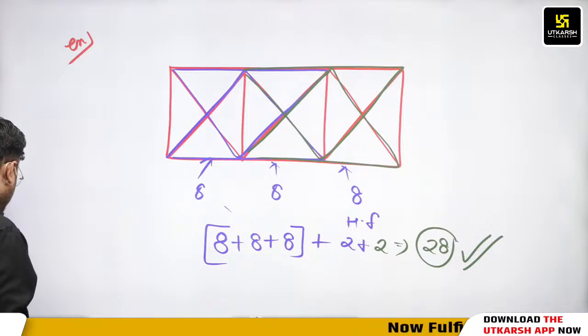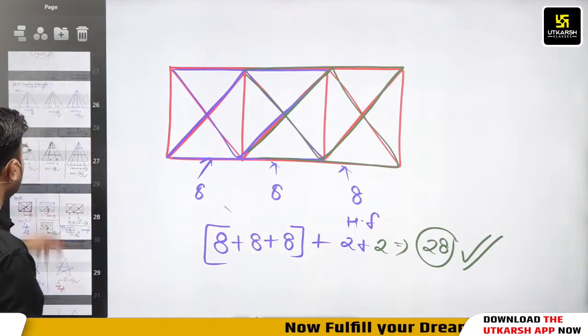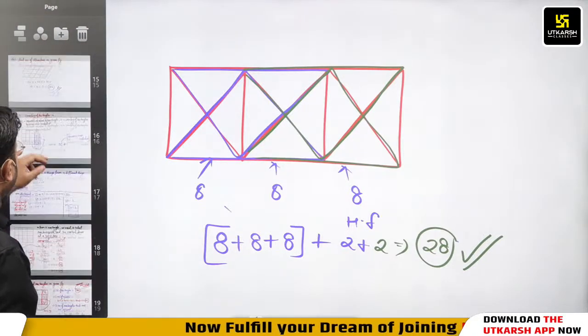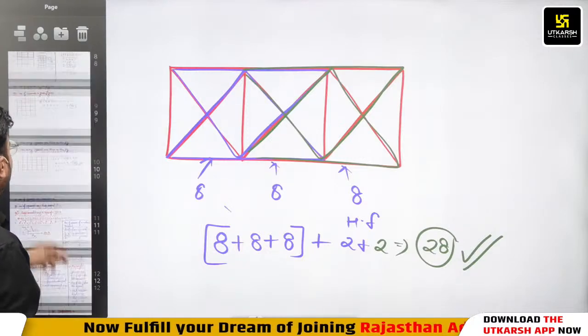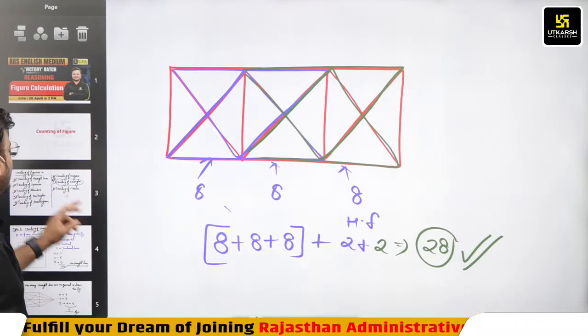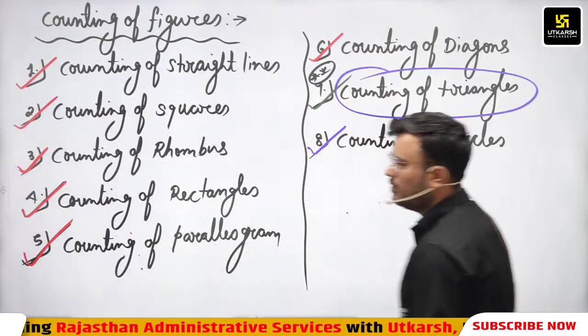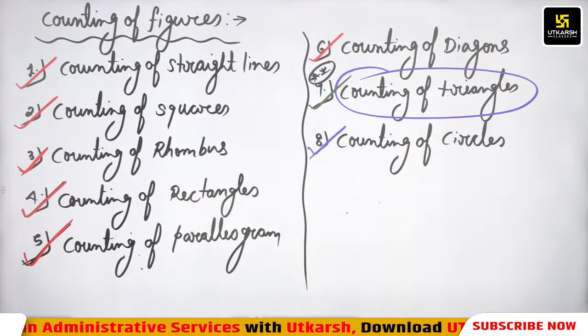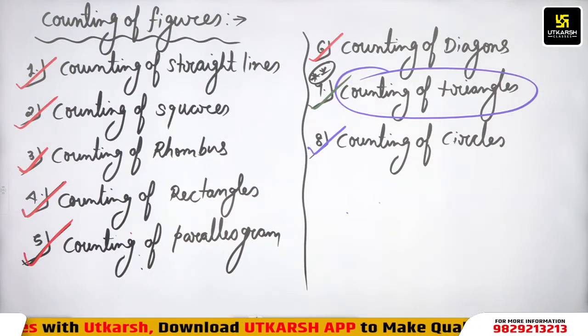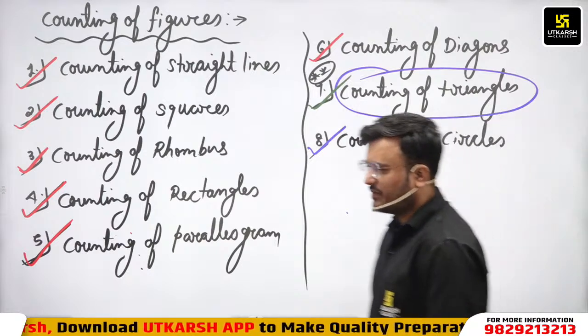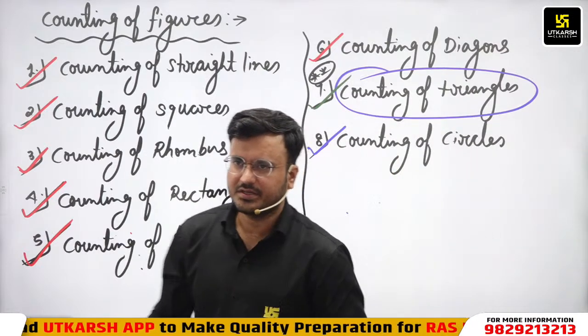Okay. So in this lecture we have discussed figure calculation, and in figure calculation there are total 8 types, and in this class we have discussed all these 8 types: straight line, square, rhombus, rectangle, parallelogram, diagonals, triangle and circles. I hope you understood very well. I hope you enjoyed this session.